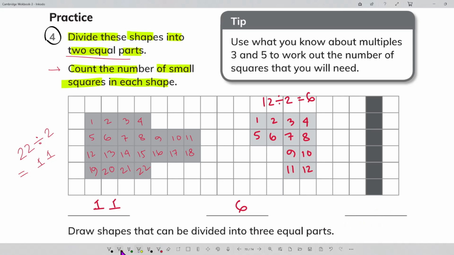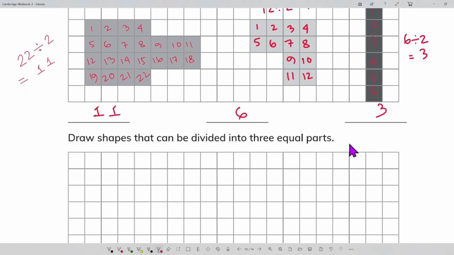Next one, which is 1, 2, 3, 4, 5, 6. So 6 divided by 2 will be 3. So our answer is 3. Question 4, first part done.